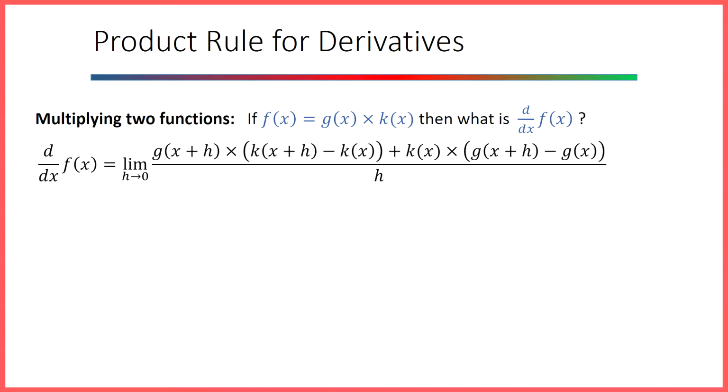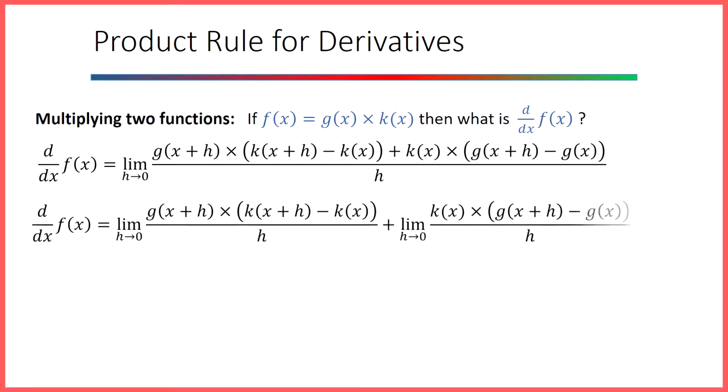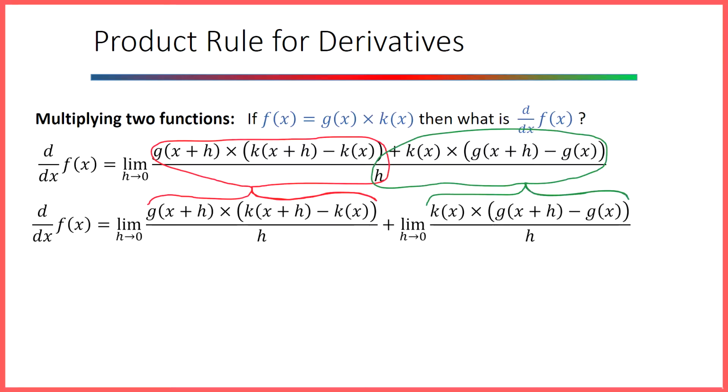Next, we'll split this in half, which is allowed because the limit of the sum of two functions is the same thing as the sum of the limit of those two functions. Okay, now we've got the limit as h approaches 0 of g of x plus h times k of x plus h minus k of x, all divided by h, plus the limit as h approaches 0 of k of x times g of x plus h minus g of x, all divided by h.